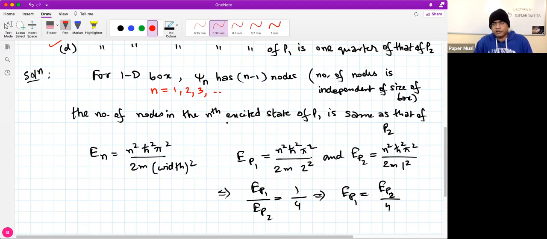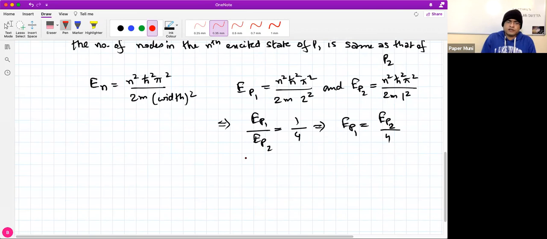Say, for example, if you take the 3D box, the ground state wave function has 3 components: sine of pi x by l, then sine of pi y by l, and then sine of pi z by l. If you are able to plot it with some mathematical software, you'll see there won't be any node, because there is no point between 0 and lx, 0 and ly, and 0 and lz where it goes to 0. So in that case, there will be no nodes.